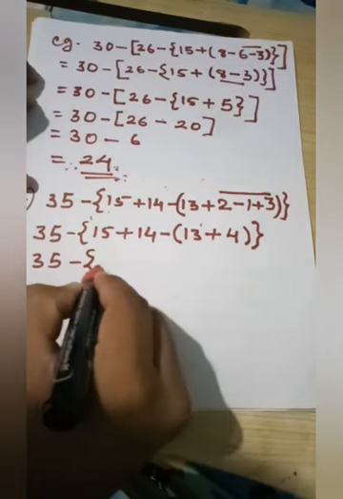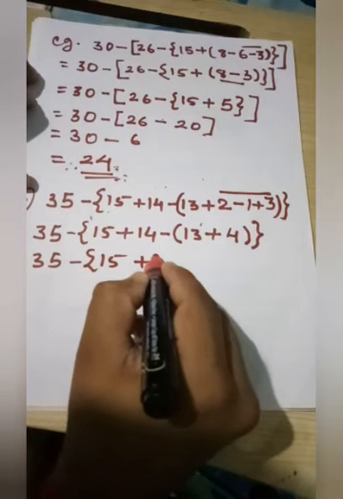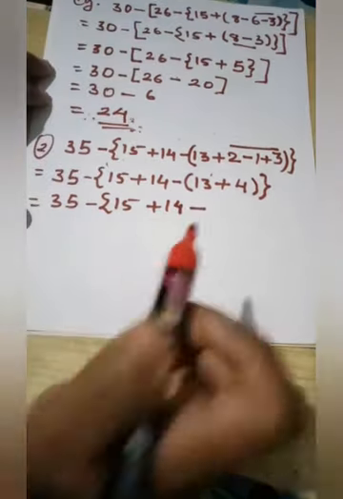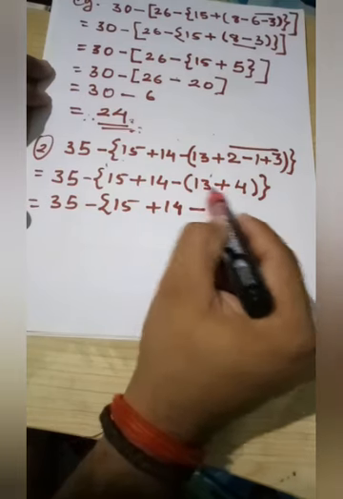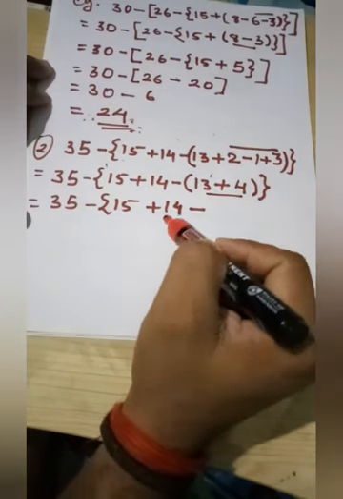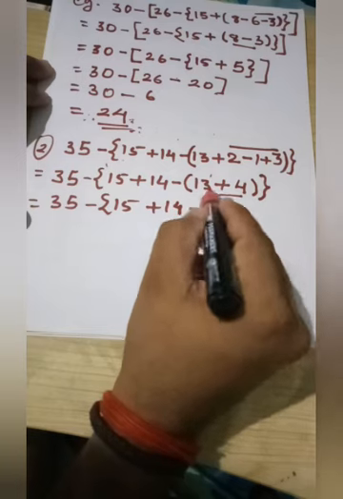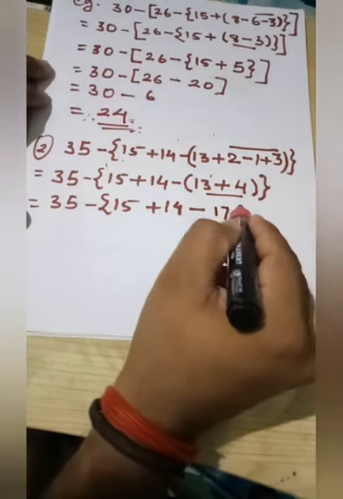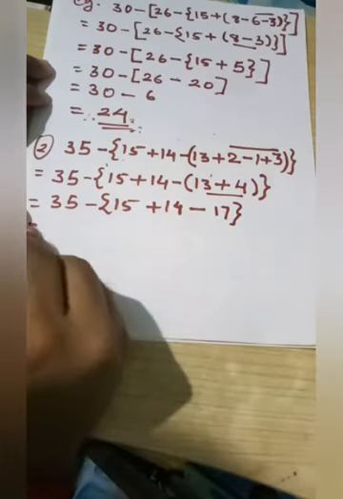Now we have 15 plus 14 minus, okay, and 14, and then we have a small bracket. So let's solve the small bracket. 30 minus 4, that is a plus, that is minus 17. The small bracket is gone because you have solved that. The curly bracket is only left.